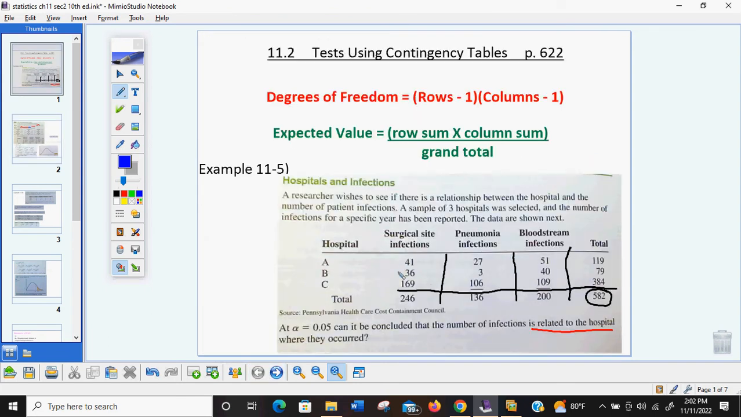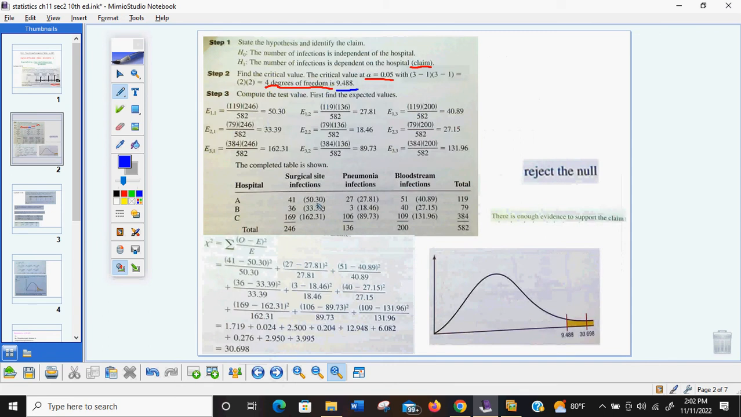For 41, that's my observed. To get my expected, and I'm going to put it out here in blue, or I typically would put it out here by the side, it's row sum times column sum divided by grand total. So to do 41, my row sum would be 119. My column sum would be 246. So I'm going to do 119 times 246 divided by 582. And that gives me 50.3. You just write it in parentheses to the side.